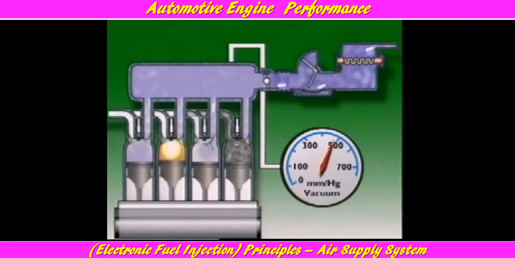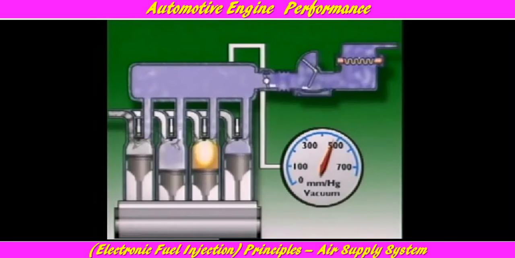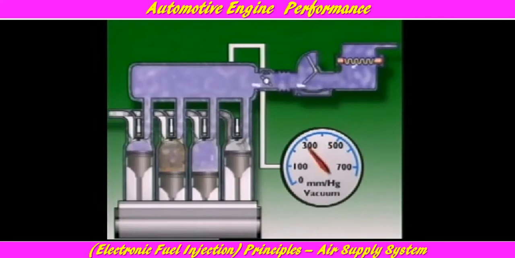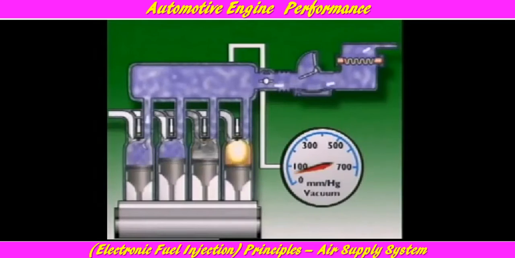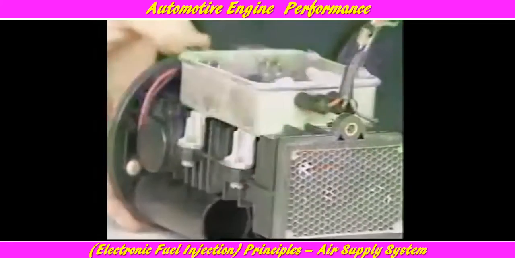At idle speeds, this pressure is low. A high depression or a vacuum exists. As the throttle plate opens, the pressure approaches that of the atmosphere. The depression or vacuum tends to fall in value.